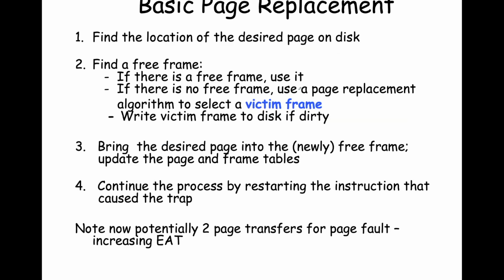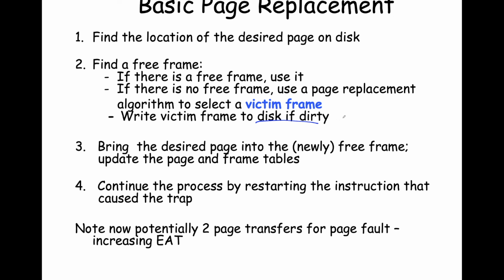And so for the basic page replacement, it's 4 basic steps. You look for the location of the desired page on disk, so you locate it in the swap space. You find a free frame. If there is a free frame on the free frame list, you just go ahead and use it. But if there's no free frame, then you use a page replacement algorithm to select what's called a victim frame. You're going to say, aha, I'm going to pick this one. And you take the victim frame and look at its contents, and you write the contents of that current victim frame in memory to disk if it's currently dirty, meaning that if it has been written already, because you want to preserve that information that has been written.